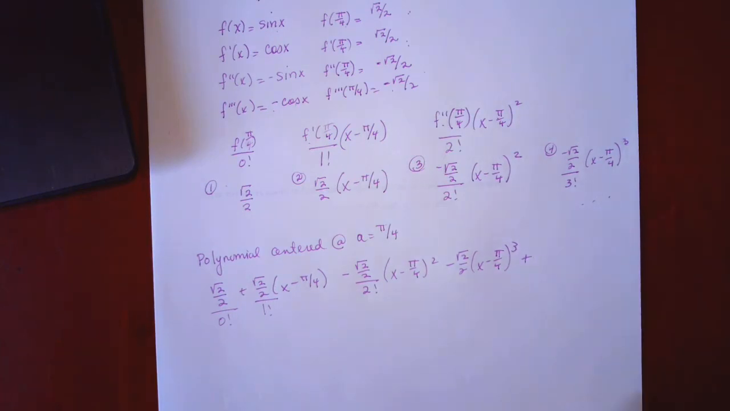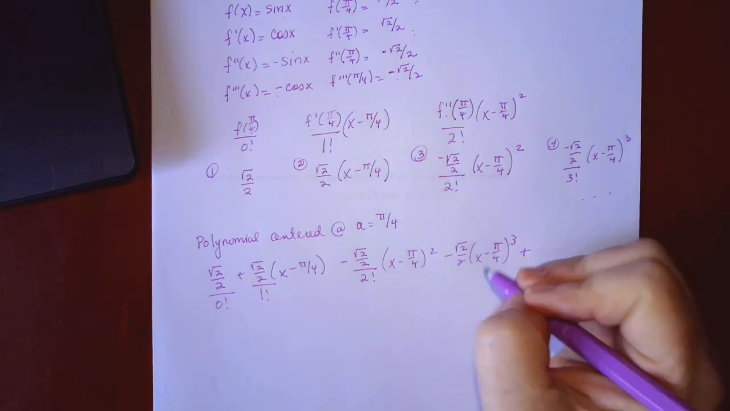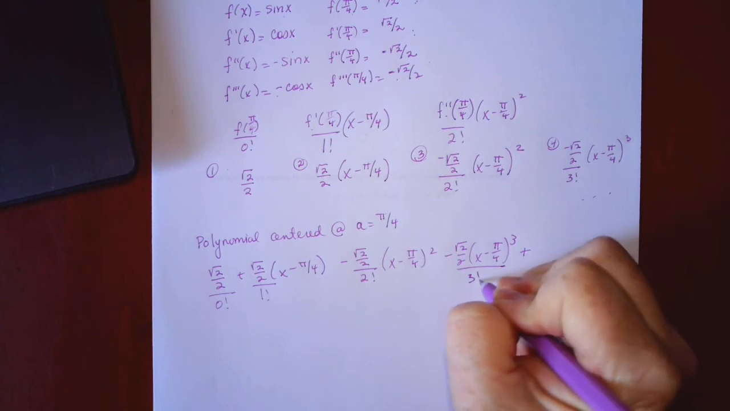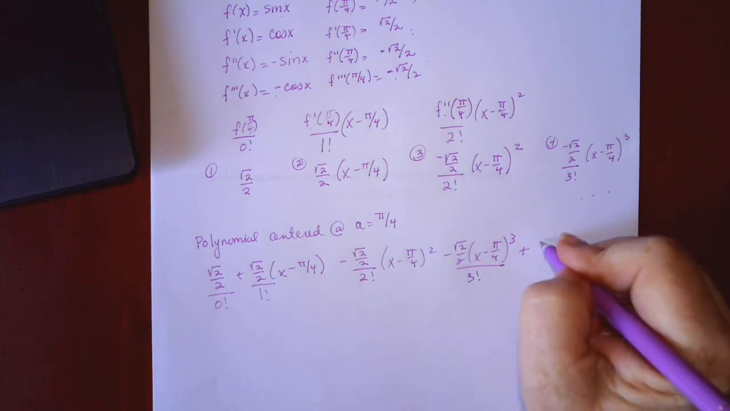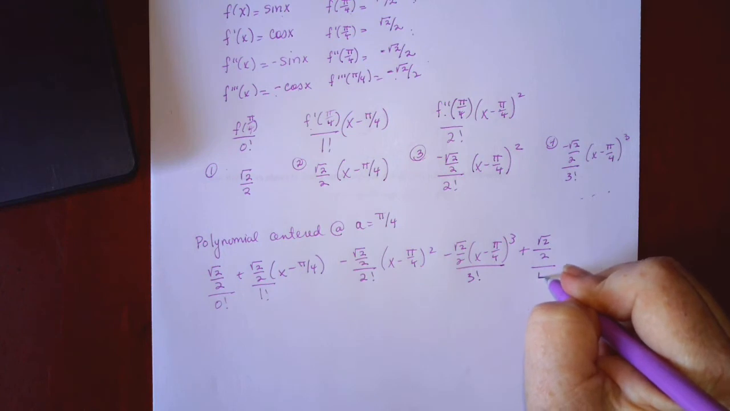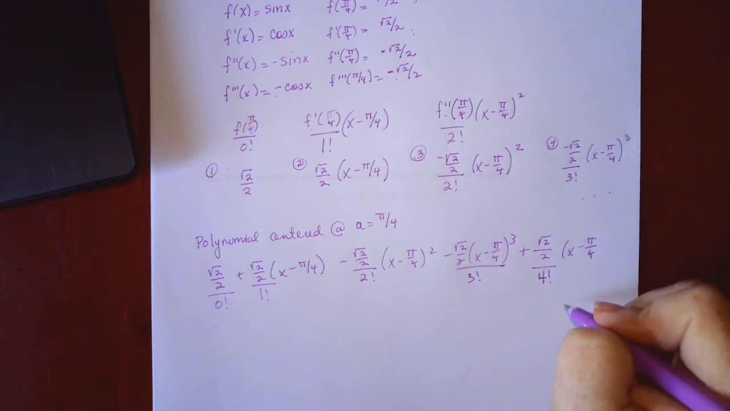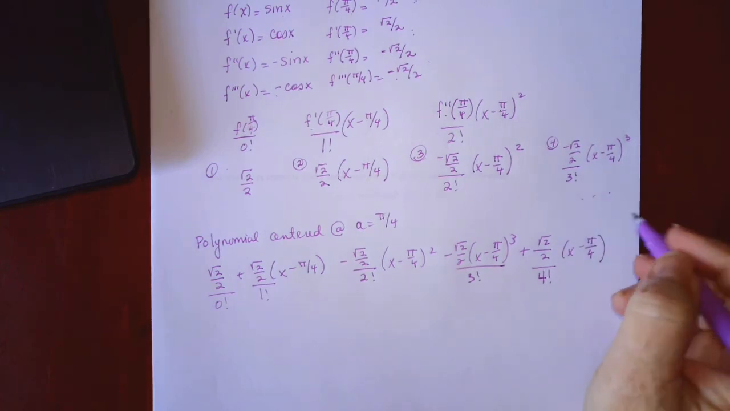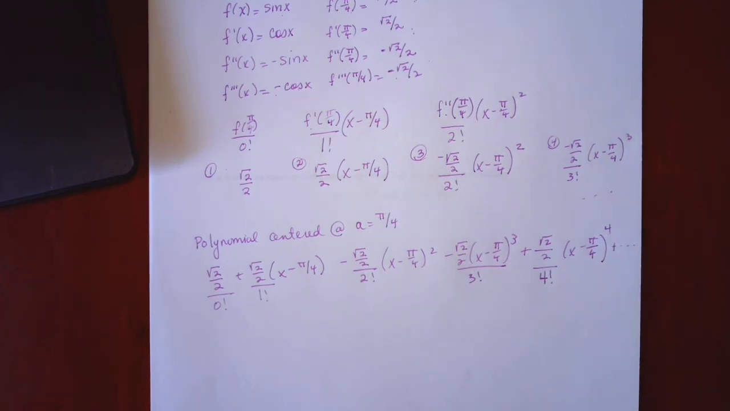Can anybody tell me what that next term would be without writing it down, just recognizing the pattern? What are we going to have? It does help when you write the whole thing down. Yeah, I think you said it just fine. Times x minus pi over 4 to the fourth, and so on and so forth. So we can definitely see the pattern, right? We go 2 positives, 2 negatives, 2 positives, 2 negatives, and so on and so forth.